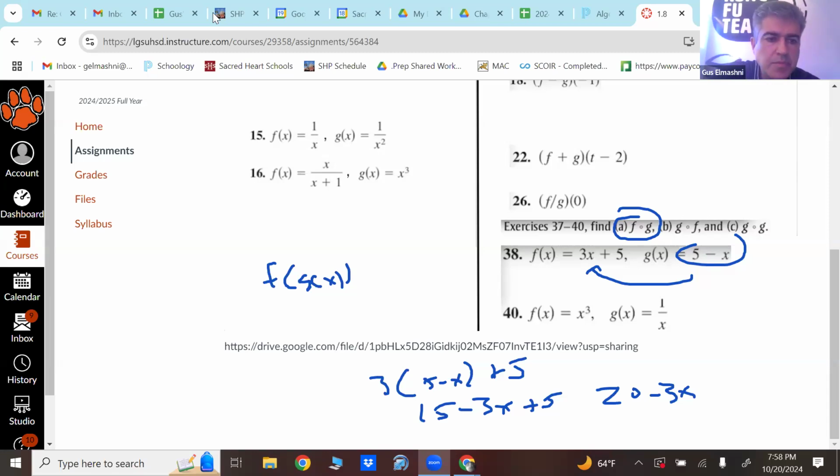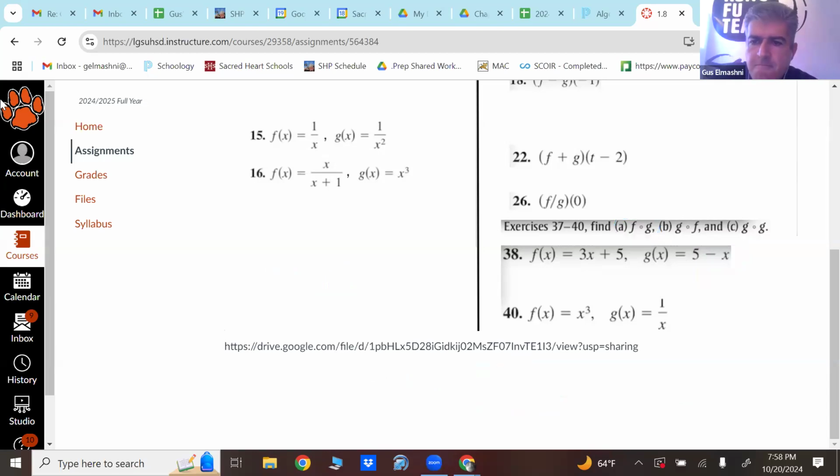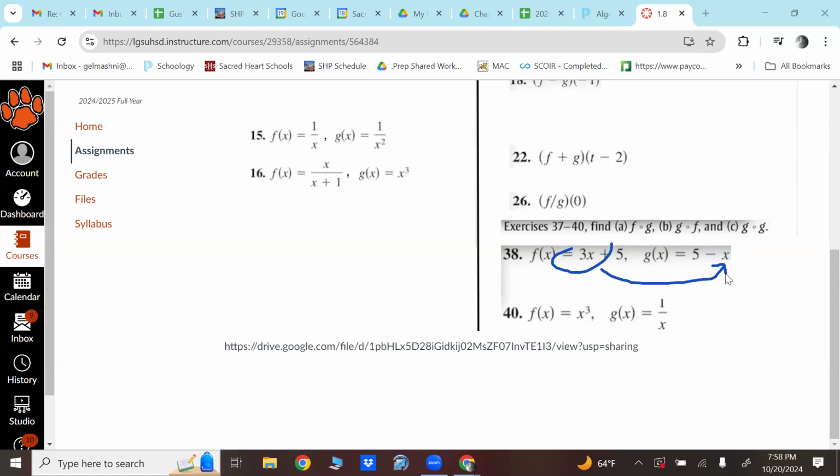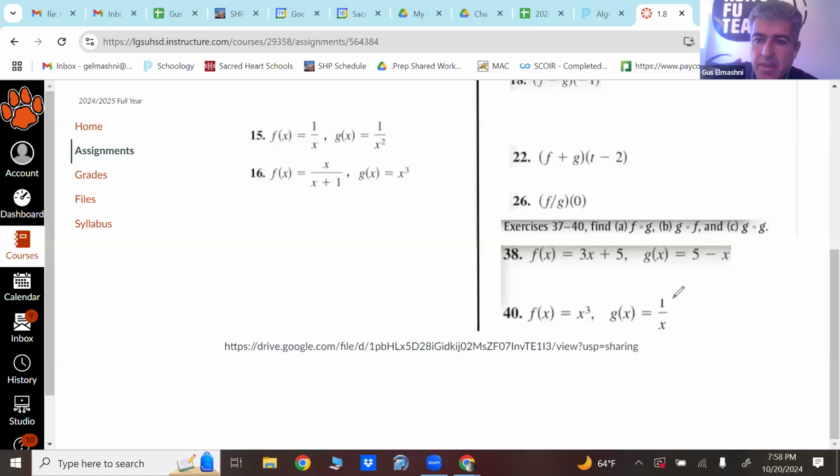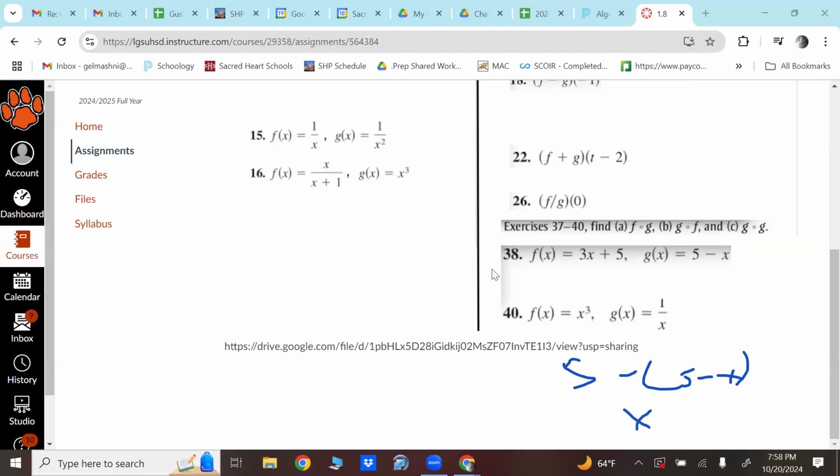Okay. Let's see here. So G of F, then you just do the other way around, plug this into this. And then G of G means you plug G into itself. So you get 5 minus parentheses 5 minus X. And if you clean it up, you just get X. So does that make sense? Yeah, I think so.